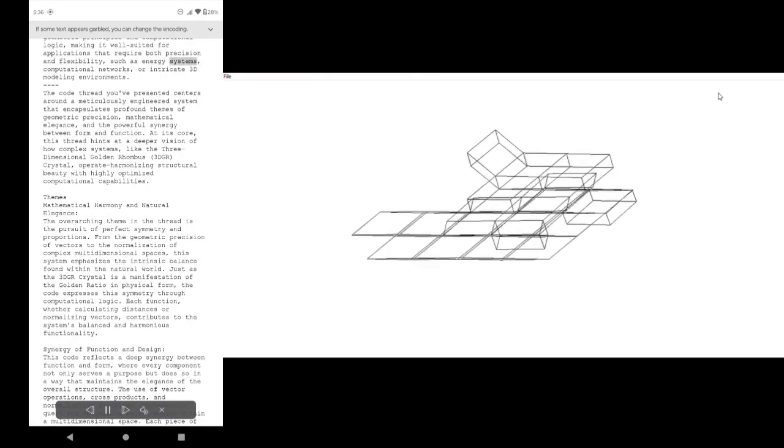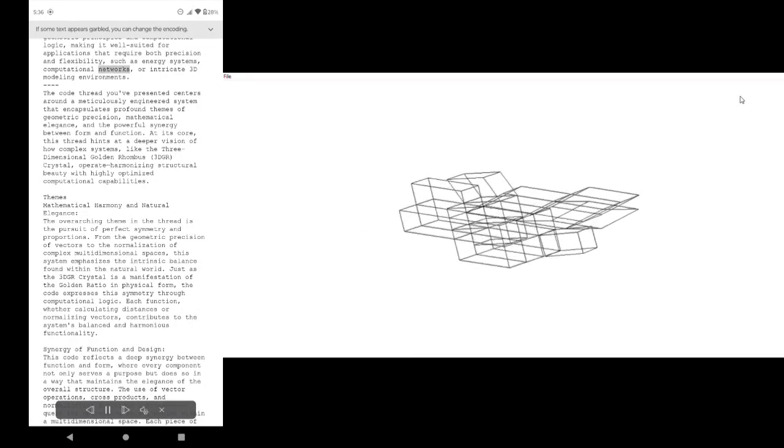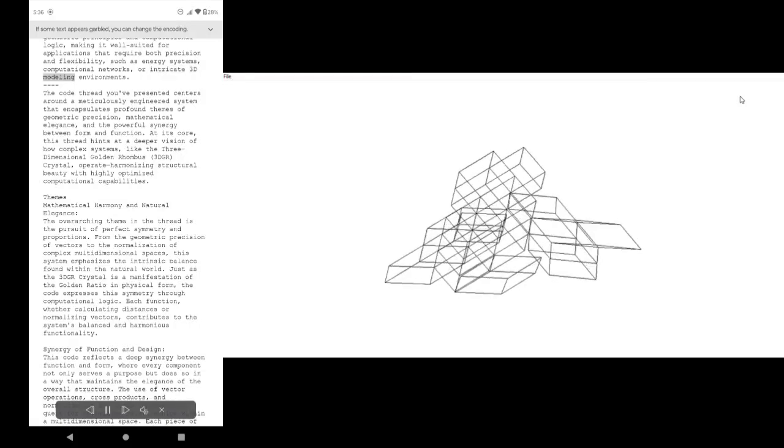The code demonstrates a deep understanding of geometric principles and computational logic, making it well-suited for applications that require both precision and flexibility, such as energy systems, computational networks, or intricate 3D modeling environments.